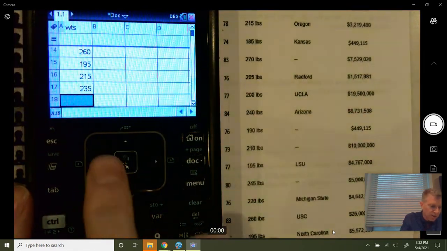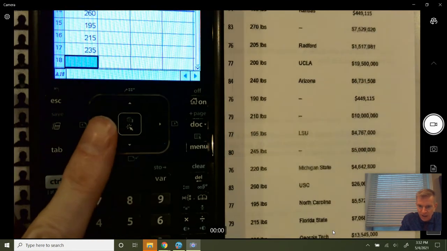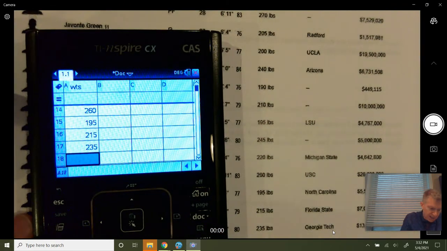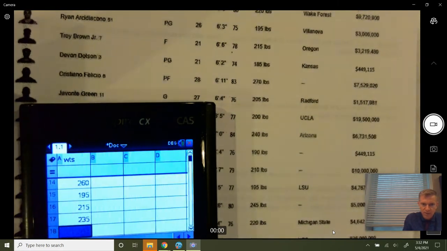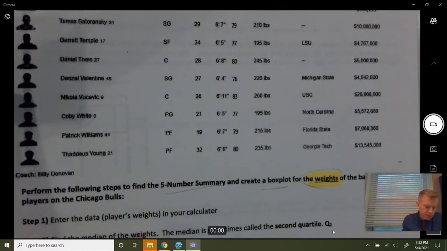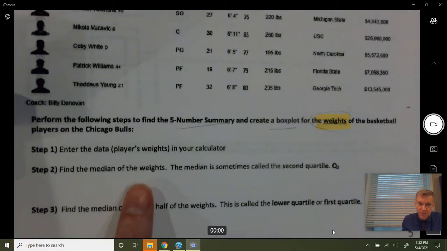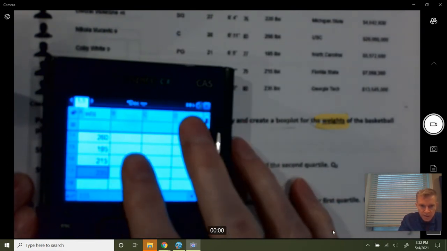Now I usually go back and verify that I've got everything in here correct. Okay, I've already done that. I've got 17 different pieces of data. I counted there are 17 players. That's all set. So you're going to enter that in the calculator. Then you're going to find the median of the weights. This is where we entered this data in the calculator.